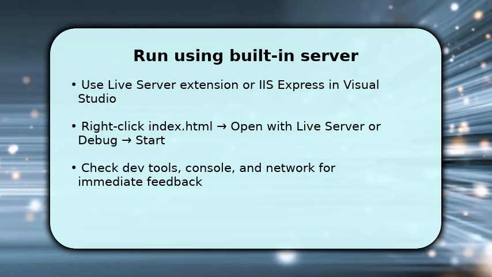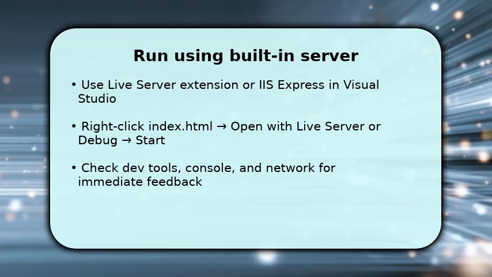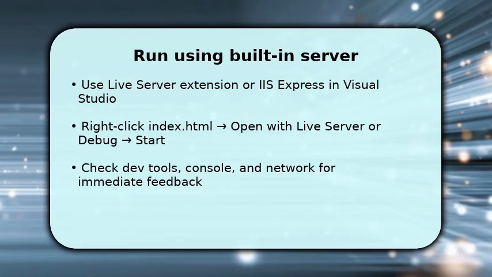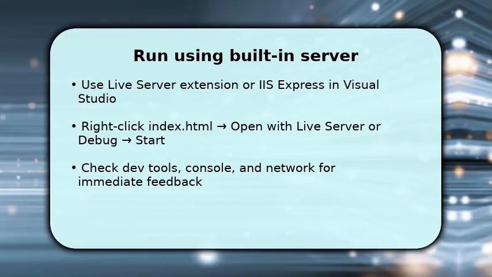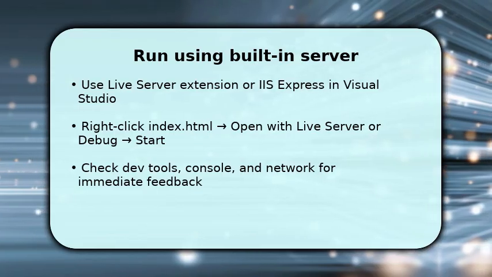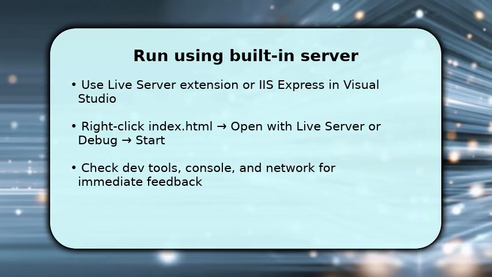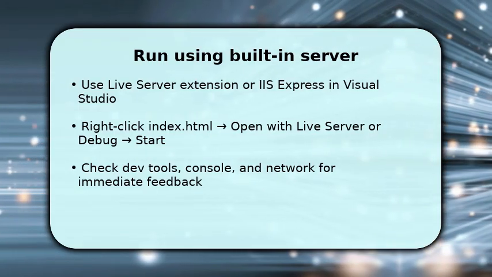Next, run the page with a local server to avoid CORS and file path issues. If you use VS Code, install and enable Live Server, then right-click index.html and choose Open with Live Server. Your default browser will open at localhost 5500 or similar.